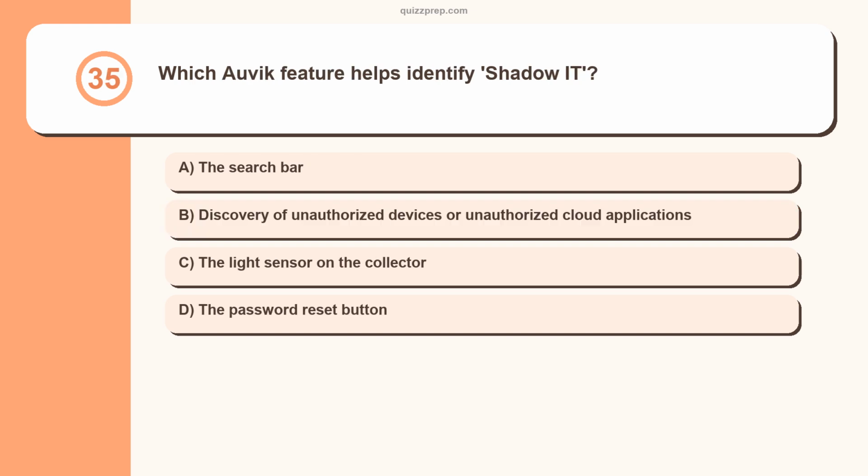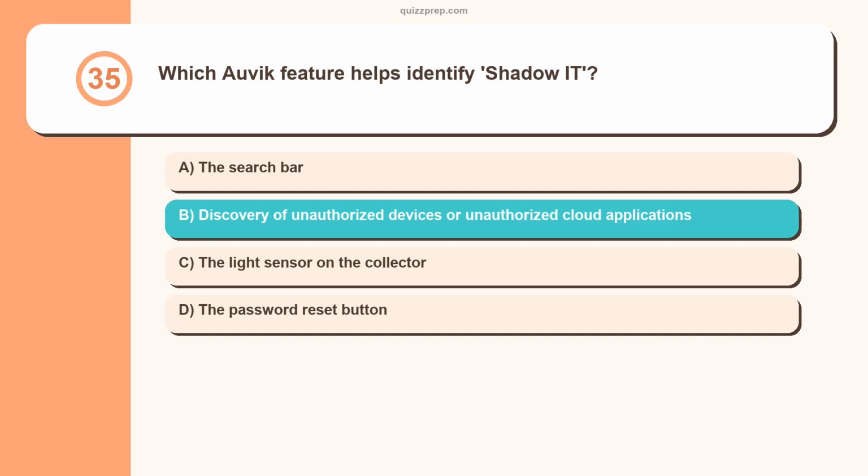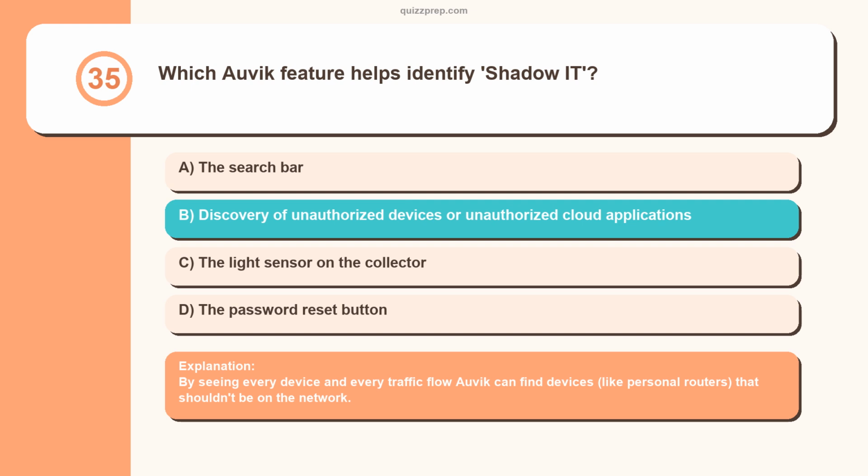Question 35. Which Auvik feature helps identify shadow IT? The search bar. Discovery of unauthorized devices or unauthorized cloud applications. The light sensor on the collector. The password reset button. By seeing every device and every traffic flow, Auvik can find devices, like personal routers, that shouldn't be on the network.